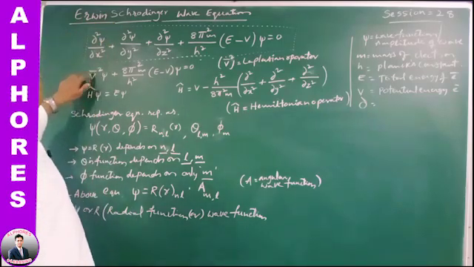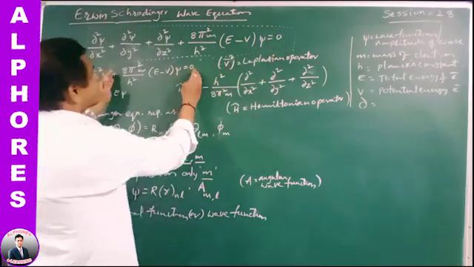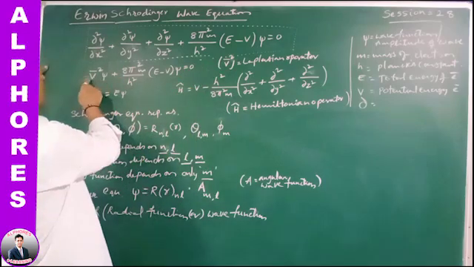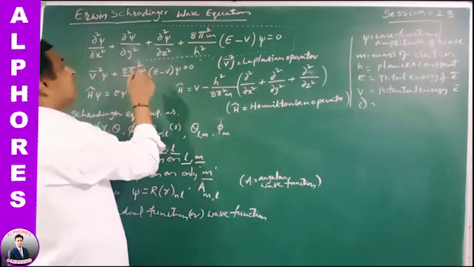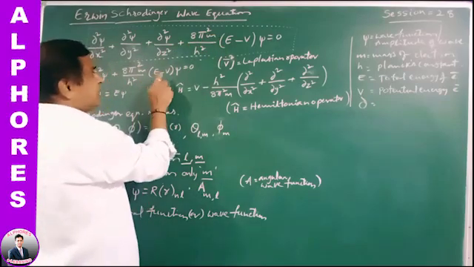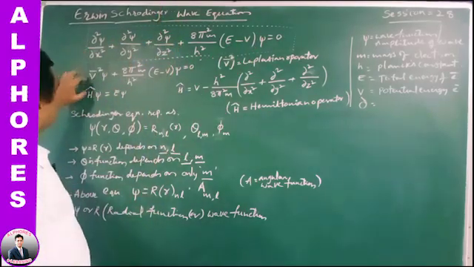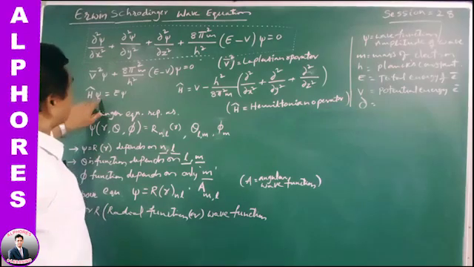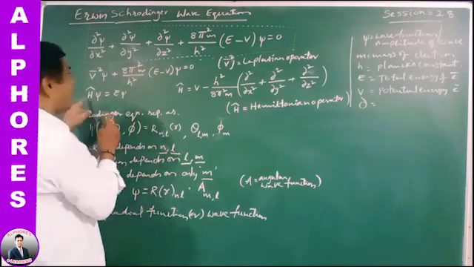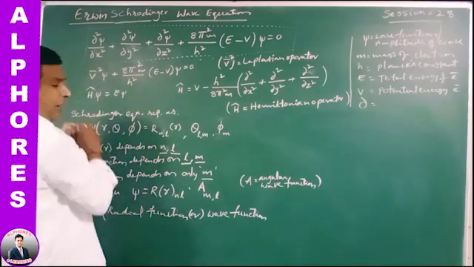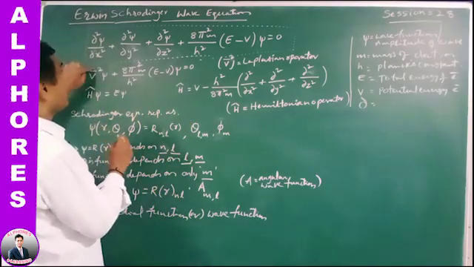Then this equation can be represented like this: del squared psi plus 8 pi squared m by h squared into (E minus V) psi is equal to 0. This equation can also be represented as H psi equals E psi. In this equation we notice one new term, which is called del squared.